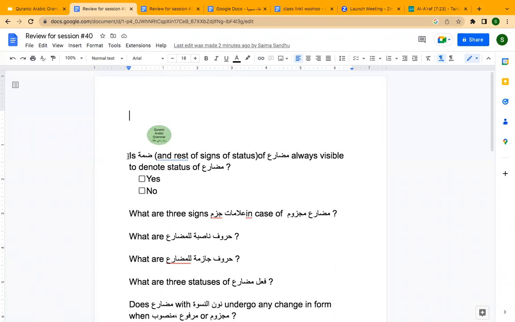Okay, so is Dhamma of Mudare? We have Mudare ending with Dhamma in case of Yansuru, Tansuru, Ansuru, Nansuru, right? Is it always visible when our Mudare is Marfu? In all Mudare, can we see our Dhamma present when our Mudare is Marfu? Or there are certain Mudares where Dhamma is implied, just understood to be there, but is not visible. We just imagine it to be there. What do you think?